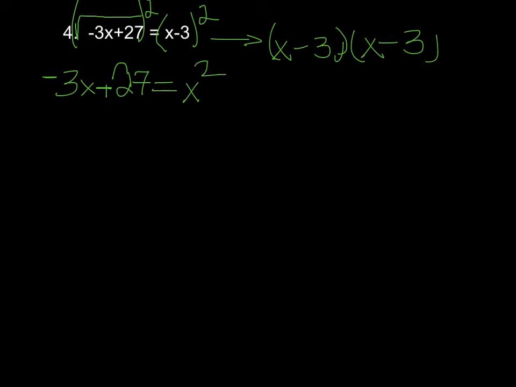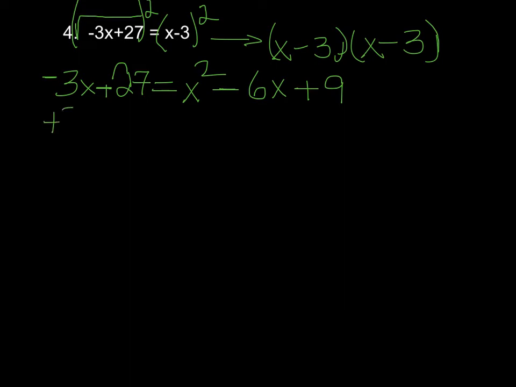And then we're going to get minus 3x and minus 3x, so that's going to give us minus 6x. And then a negative 3 times that negative 3 is going to be a positive 9. There we go. Okay, I like to get everything to one side and set it equal to 0.